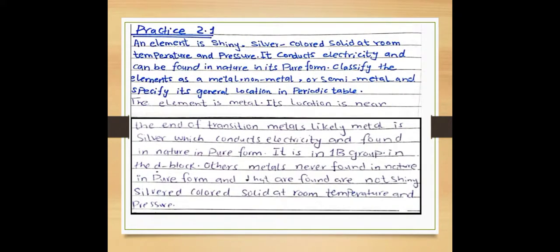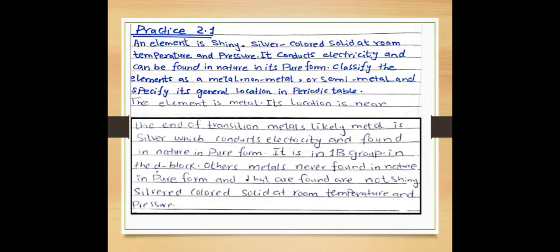Another question: an element is a shiny silver colored solid at room temperature and pressure. It conducts electricity and can be found in nature in its pure form. We have to classify the element as metal, non-metal or semi-metal, and also specify its location in the periodic table. So the element is a metal, its location is near the end of the transition metals. Likely the metal is silver, which conducts electricity and is found in nature in pure form.